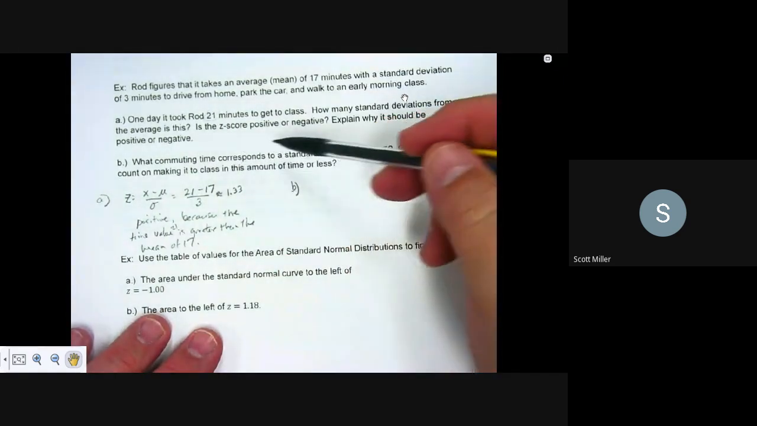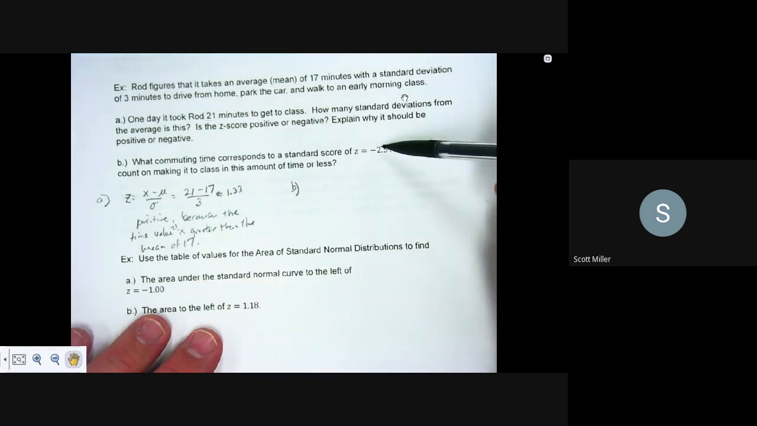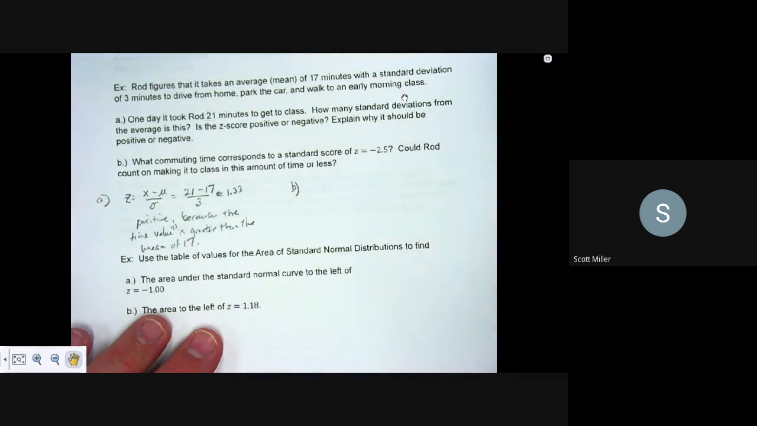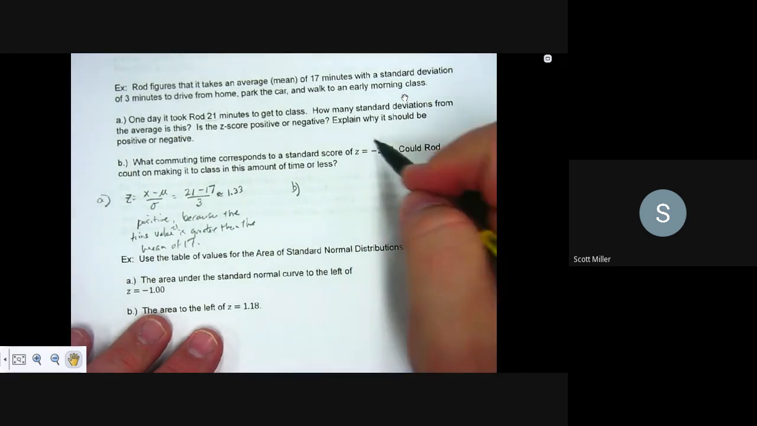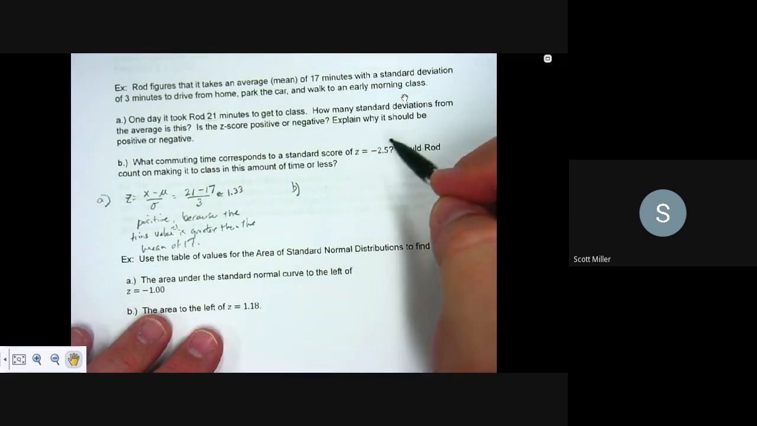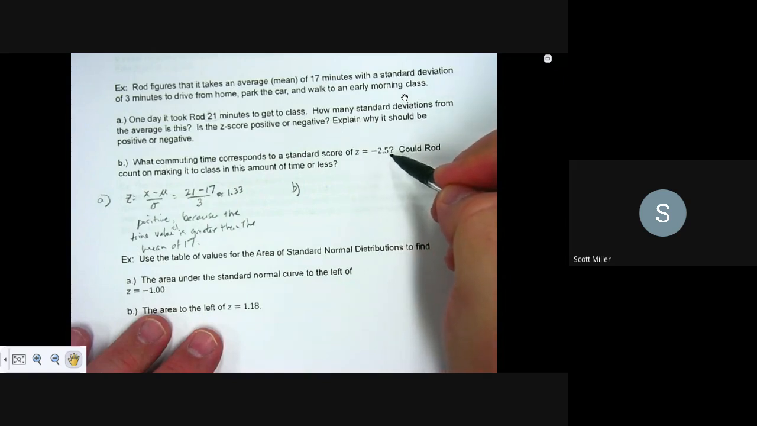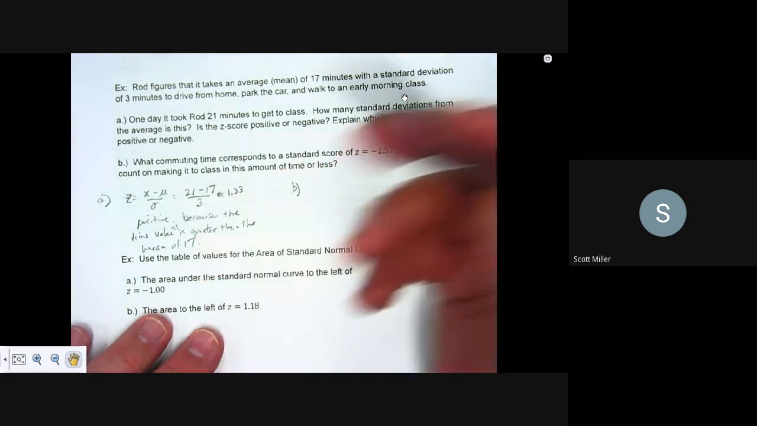What commuting time corresponds to a standard score of negative 2.5? Okay, could he count on making it to class in this amount of time or less? The first thing is what they're doing here is they're actually going in reverse. So I give you the z-score. The commuting time we're looking for is negative 2.5 standard deviations from the mean. So we need to use the formula and convert it back.